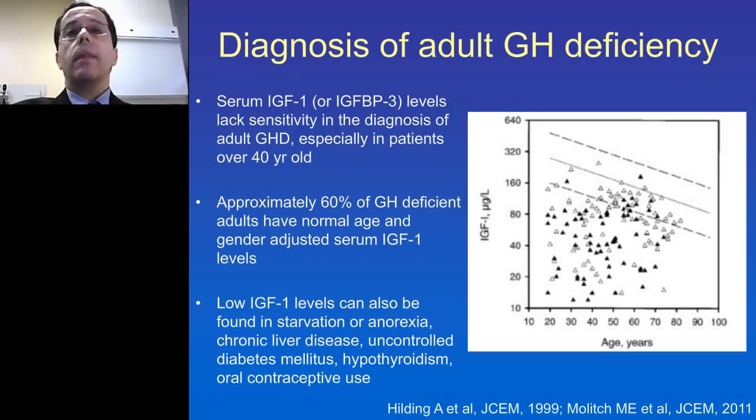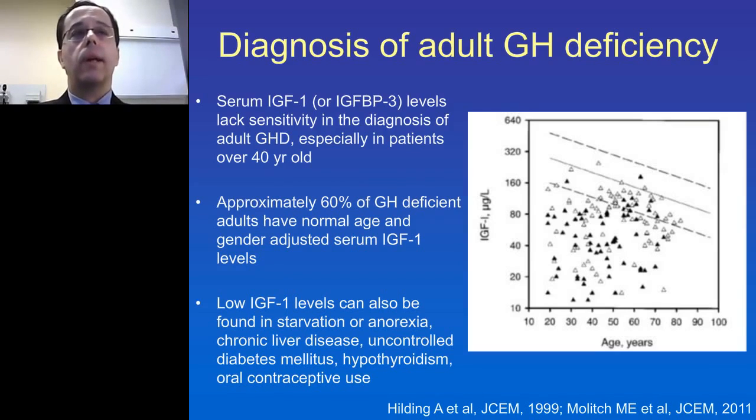And you can see that younger patients, those who are below 40 years old, generally have low IGF-1 levels below the normal range. The normal range is shown in dashed lines. However, older patients, particularly those in their 50s, 60s, and beyond, often have IGF-1 levels in the normal range. So the point is that measuring IGF-1 levels or even IGF-BP3 levels can be helpful in the diagnosis of growth hormone deficiency only in younger patients.